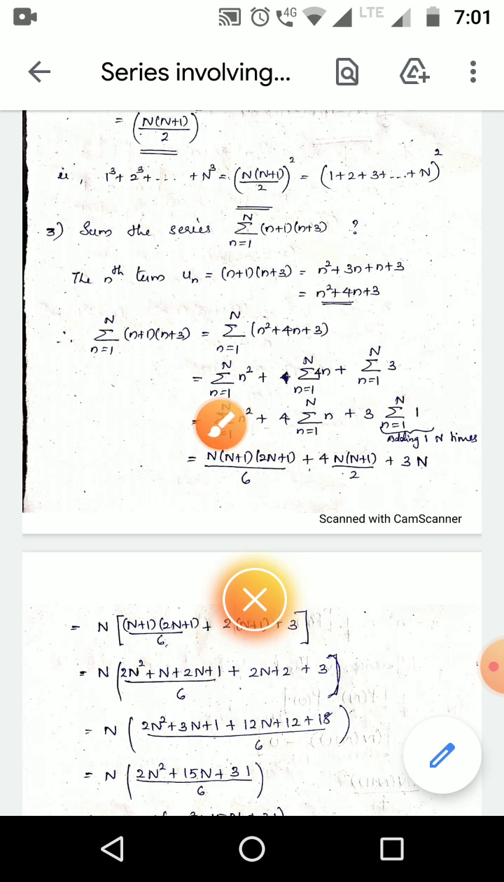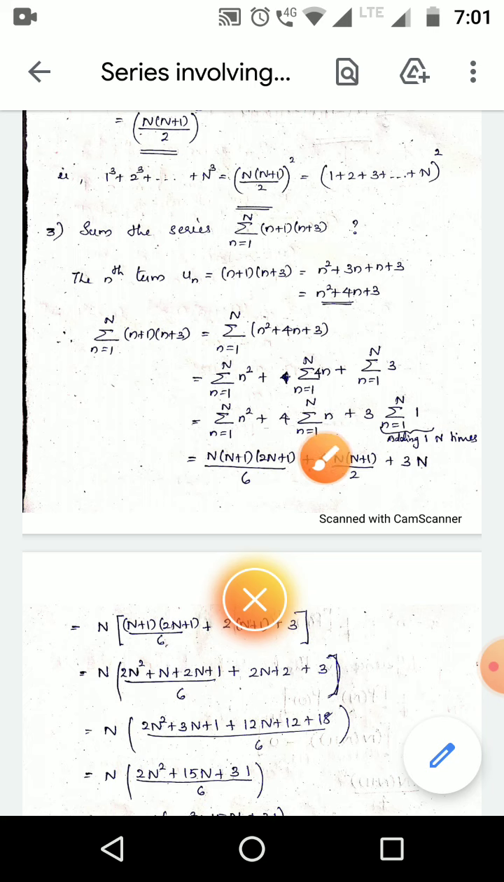Look at the first series, sigma n equal to 1 to N of n square. That is the sum of the squares of first n natural numbers. If we expand the series, it becomes 1 square plus 2 square plus etc. plus N square. And we know the result, that is equal to n into (n plus 1) into (2n plus 1) by 6, plus 4 into sigma n equal to 1 to N of n. That is the sum of first n natural numbers. If we expand the series, that is 1 plus 2 plus etc. plus N. So that is equal to n into (n plus 1) by 2.